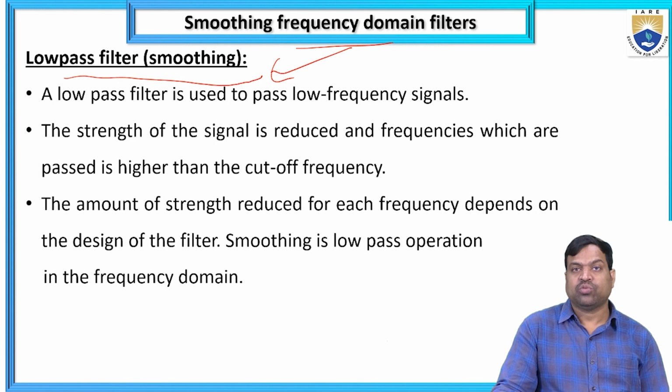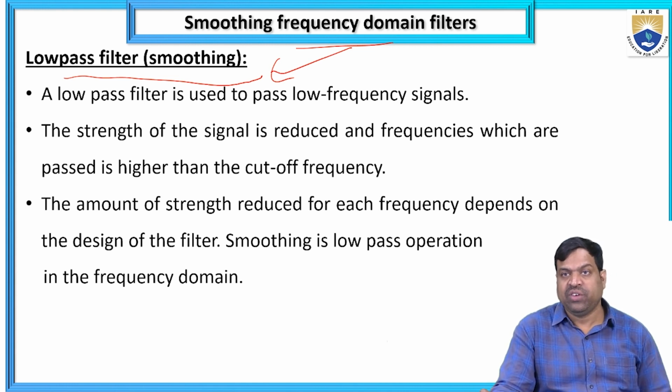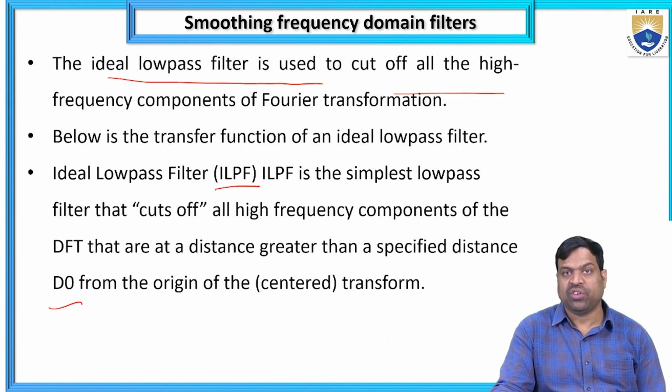Already we know that smoothing is a low pass filter. What is the use of a low pass filter? It reduces the frequencies, accepting only low frequency signals and stopping the high frequencies. It is also used for cutoff frequencies. The amount of strength reduced for each frequency depends on the design of the filter. So smoothing is a low pass operation in the frequency domain.